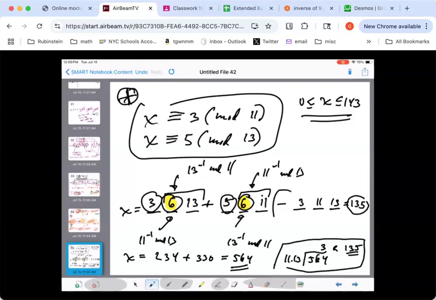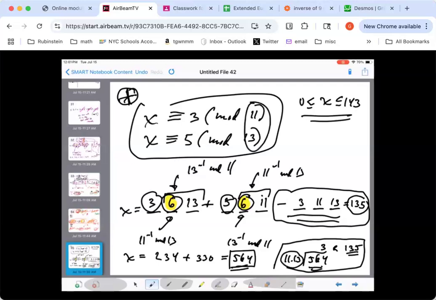So this extra step on the side enables me to get this minus thing. See, this minus makes a smaller answer, but it doesn't mess up the remainders because 11 times 13 has remainder 0 when you divide by 11 or 13. So that's where that extra thing came from. So 564 is almost full credit, but to finish it off, divide 564 by the product of the two mods, which is 143. 564 divided by 143 is 3 remainder 135, and 135 is the answer.